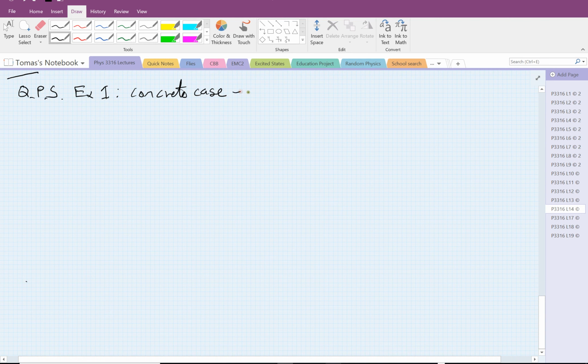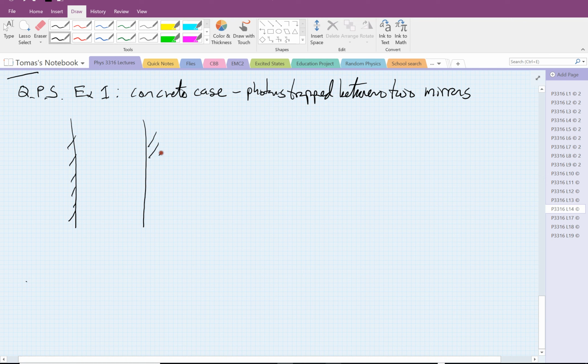My concrete case is going to be photons trapped between two mirrors, right? Now for that, we're going to have two mirrors, and mirrors, you know, are made out of conductors. So I'm going to have two perfect conductors here at either end. I'll have some kind of an x-axis, right? And I know the electric field has to be 0, of course, inside my conductors.